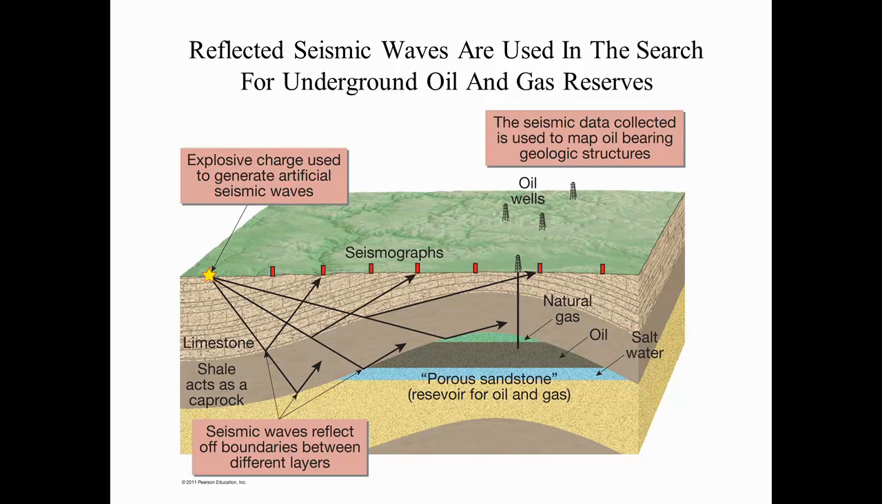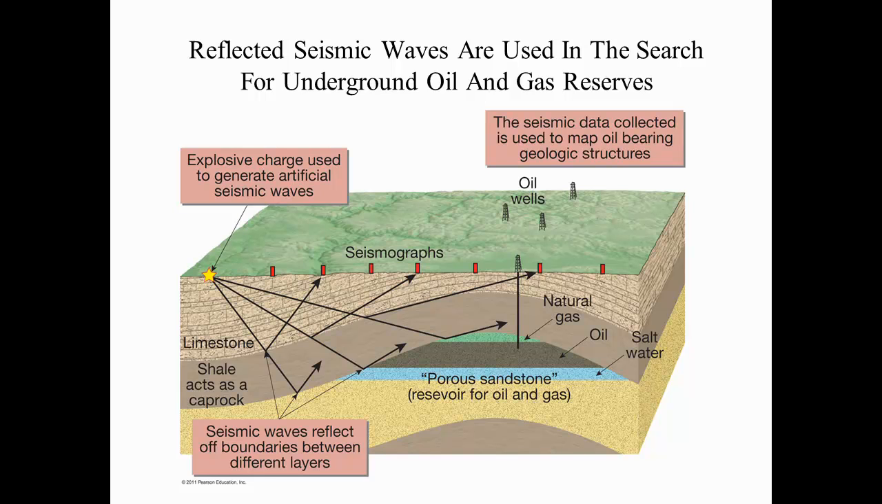Reflected seismic waves are used in the search for underground oil and gas reserves. And in this case, seismologists go out into the field and set off explosive charges in order to generate artificial seismic waves. And then notice how each of these different ray paths bounce off or reflect off these different boundaries between layers.